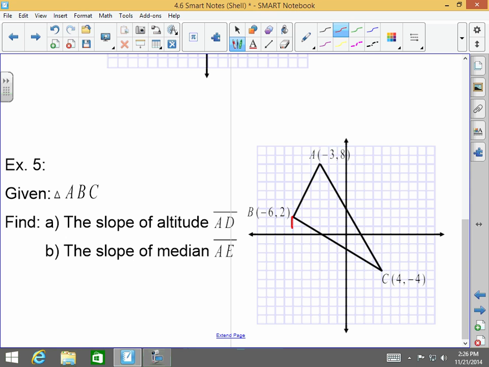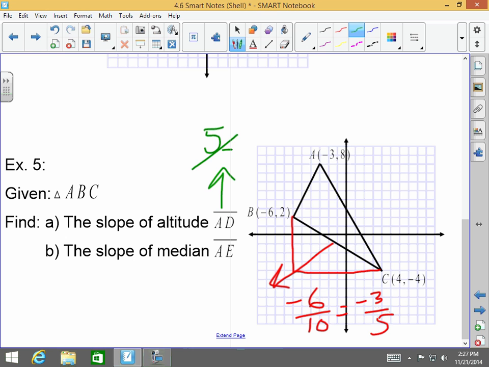I'm going down 1, 2, 3, 4, 5, 6 over 1, 2, 3, 4, 5, 6, 7, 8, 9, 10. So the slope of BC is negative 6/10 or negative 3/5. Now, I really don't care where D is. I'm just looking for the slope of this line AD. Well, if AD is the altitude, it has to be the negative reciprocal of the slope of BC. So the slope of AD has to be positive 5/3. It is the negative reciprocal, but BC is negative 3/5. So you multiply it by a negative and you flip it. See what I'm saying here, guys?